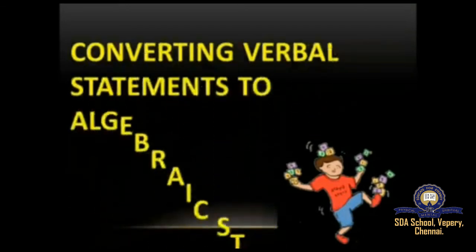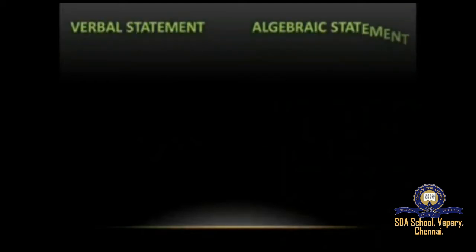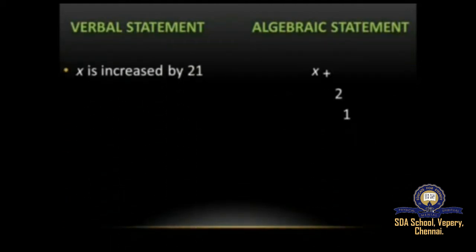Now we'll be moving to the conversion of verbal statements to algebraic statements. It is just the reciprocal, okay? So first we'll be writing the verbal statements on the left hand side, and next we'll be writing the algebraic statements on the right hand side, okay? So the first one is x is increased by 21. What does it mean? X is being increased. Increased means it is being added. Okay, so we'll be writing it as x plus 21 in the algebraic statement.